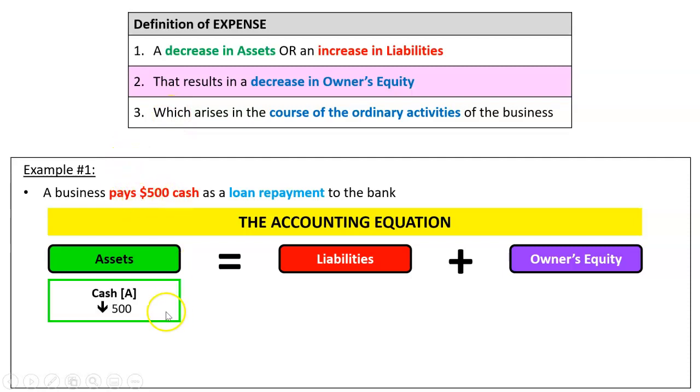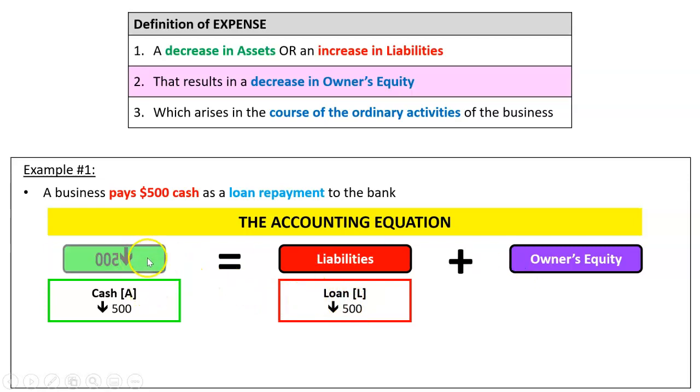So let's take this one. We paid $500 cash. So we have cash as an asset that's gone down. Something else must happen, otherwise our accounting equation doesn't balance. And what it is in this case is our liabilities, called a loan, also go down by 500. And that's our transaction. So let's balance this up. Overall, assets went down 500. Liabilities went down 500. And owner's equity was 0.